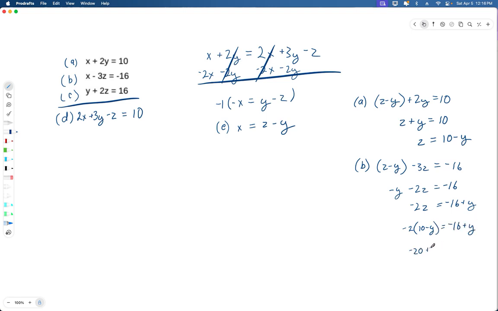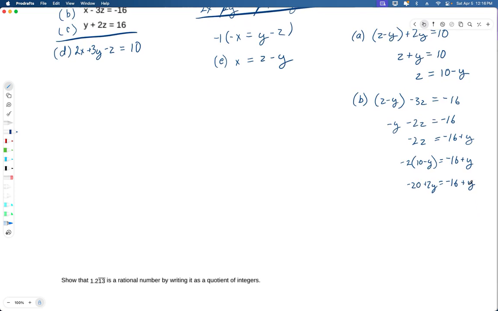Negative 20 plus 2y is equal to negative 16 plus y. So minus y, plus 20, plus 20, y is equal to 4, because this cancels and this cancels. So now that I have a value for y, I can find the value for z, because z is equal to 10 minus y, which is 4, so z is equal to 6.